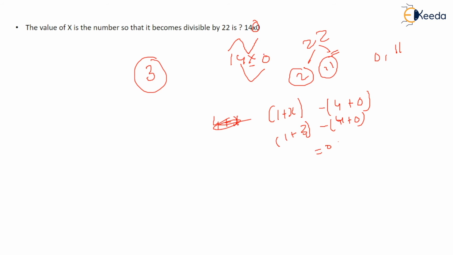And divisibility of 2 is what? The last number. So the last number, after you divide by 2, you know that 0 is one of the numbers that goes with 2. So the answer will be, x value will be 3.